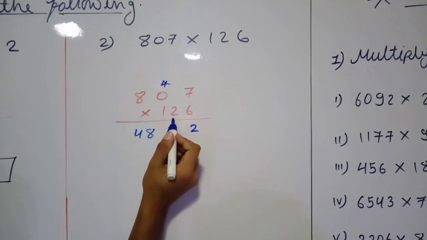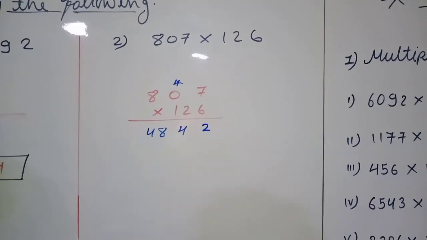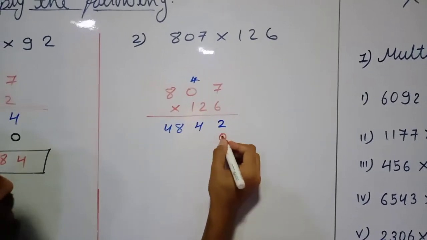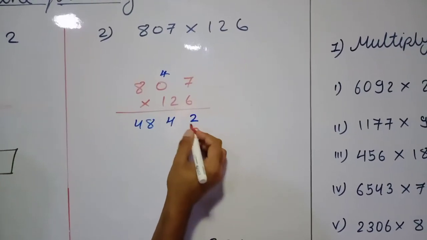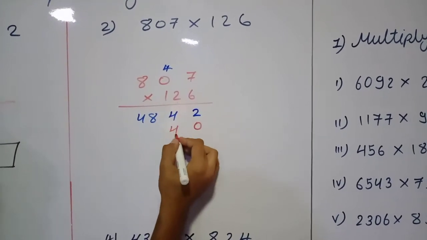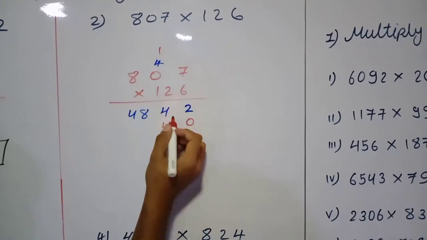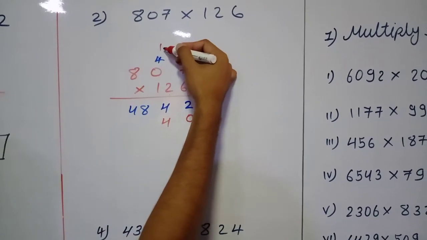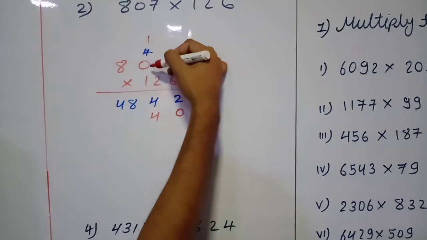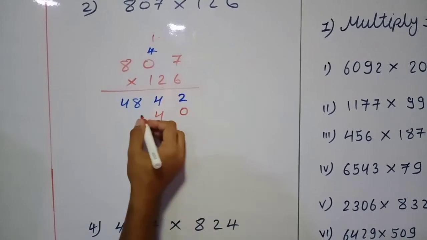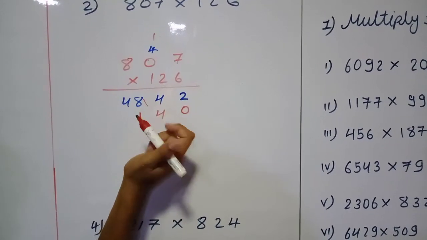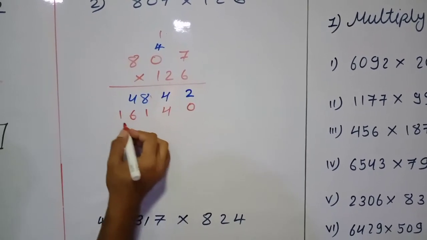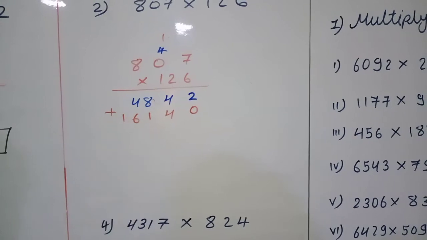Now we have to multiply by these two. For the digit at the tens place, we have to put 0 over here at the unit place. 2 sevens are 14. 1 carry. 2 zeros are 0 plus 1. Always we have to add the number we carried. So 2 zeros are 0 plus 1, 1. 2 eights are 16. We did that. Put the sign of plus.